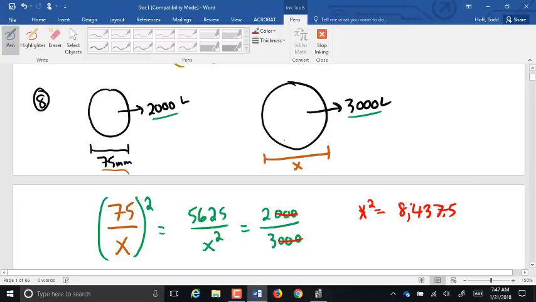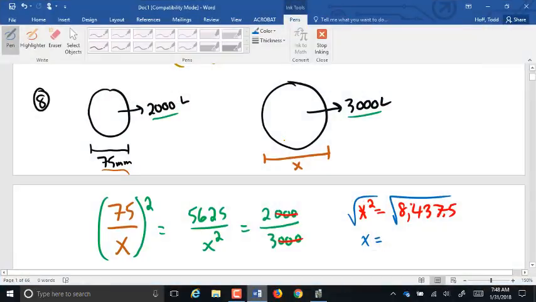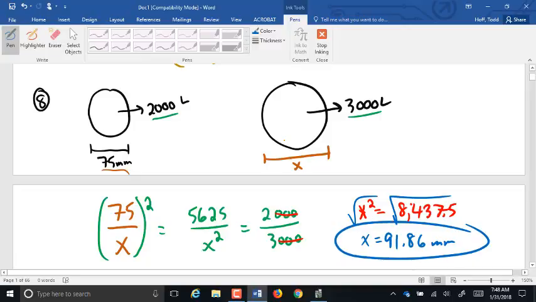I need to square root that. You are correct. So I square root that to get x is 91.86. Oops, get back here. So the new diameter would be 91.86 millimeters to increase that flow to 3,000 liters. Any questions?